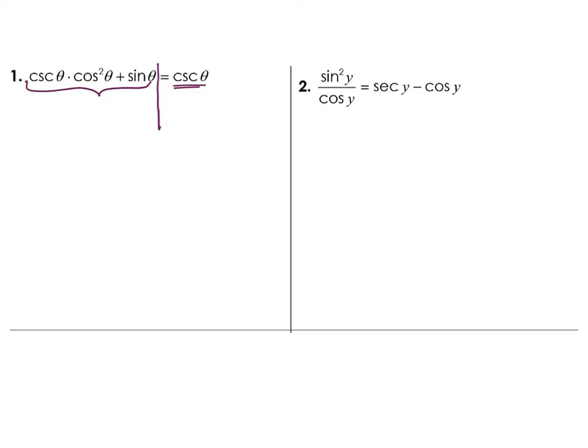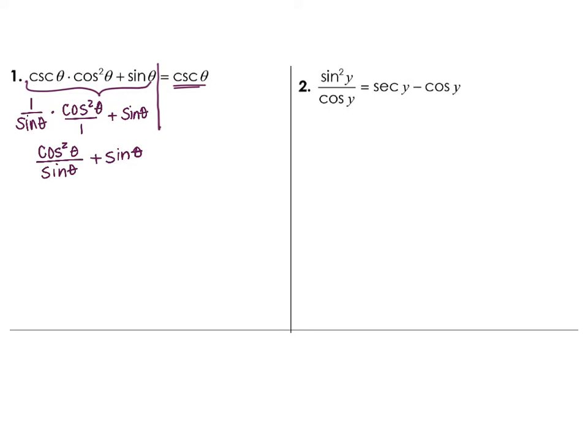And notice with our trigonometric identities, cosecant, we know that is 1 over sine theta times cosine squared theta, and we're going to put that over 1 since it is multiplying to a fraction, plus sine theta. So here with our multiplication, notice that's going to give us cosine squared theta over sine theta plus sine theta.